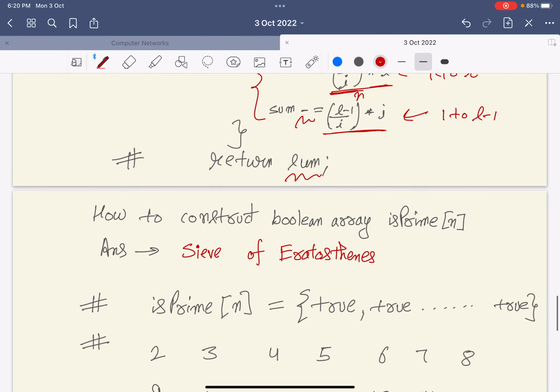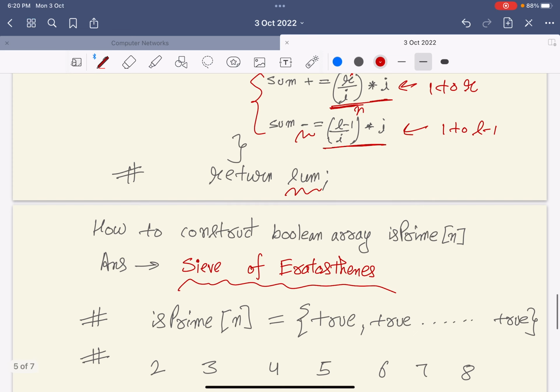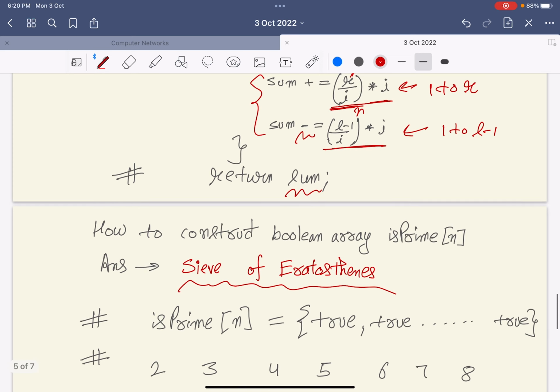So the answer is the Sieve of Eratosthenes. There is a famous algorithm, the Sieve of Eratosthenes, which creates a Boolean array for each number from 1 to n, keeping the information about whether the number is prime or not in the range 1 to n.